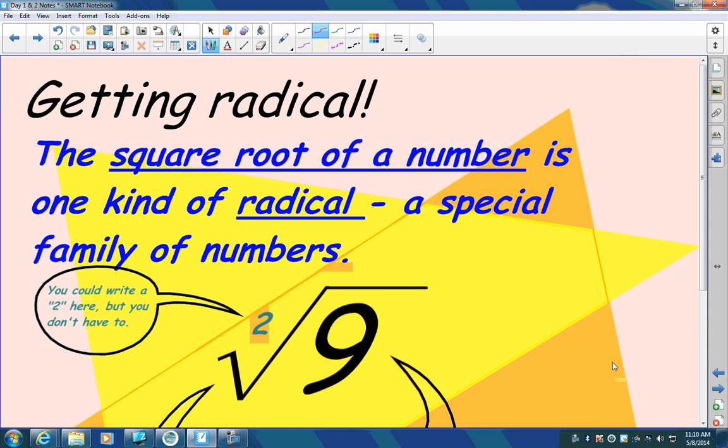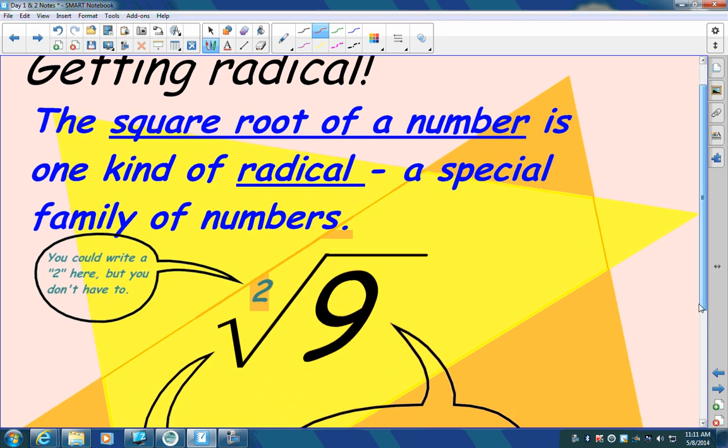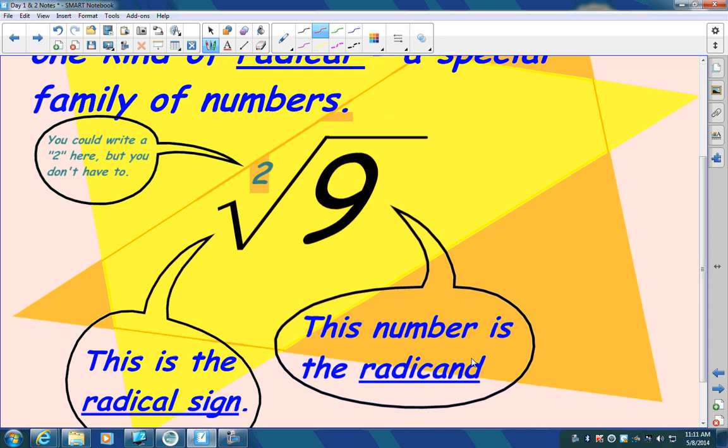Now, the square root of a number is one kind of radical. It's a special family of numbers. Here's what I want you to notice. First off, I'll come to this little bubble right here. This little check mark looking thing is called the radical sign. The number underneath is called the radicand.